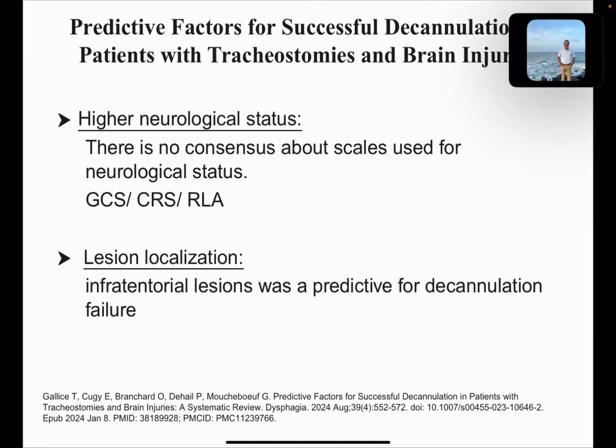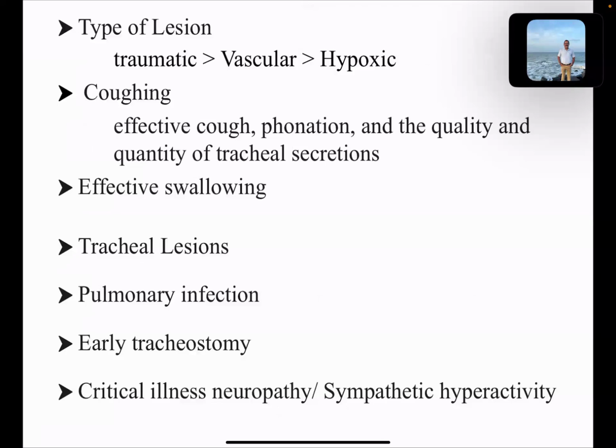Lesion localization. If the patient's stroke is infratentorial, that means in the brainstem, it will take a long time for decannulation or there is a high chance of failure, because the brainstem contains your respiratory and swallowing center. Type of lesion: we see that traumatic has a better chance than vascular, than hypoxic. So any patient with traumatic brain injury has a better chance of decannulation than infratentorial stroke, than hypoxic. Hypoxic brain injury has a high chance of decannulation failure.